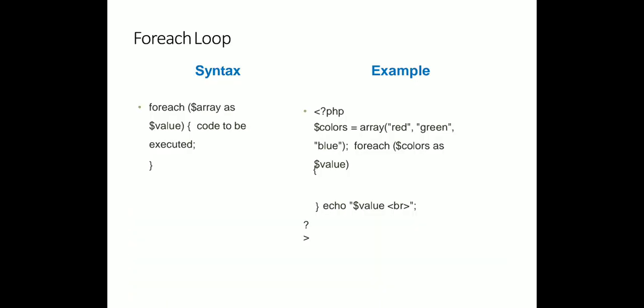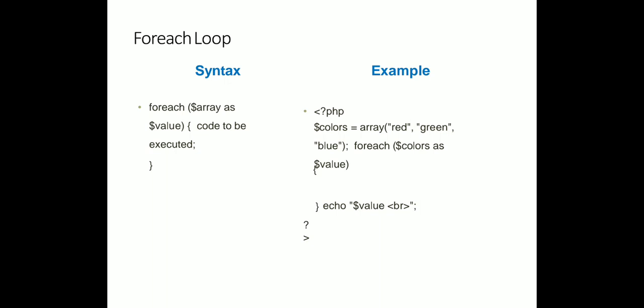Then for each loop. So this for each loop we have not used so many times, so you have to practice it with your code. Okay, so for each loop is different from your for loop. Okay, so what you have to do, for each keyword you have to use for each in bracket the array as value, $array as $value you have to provide, and the code to be executed.